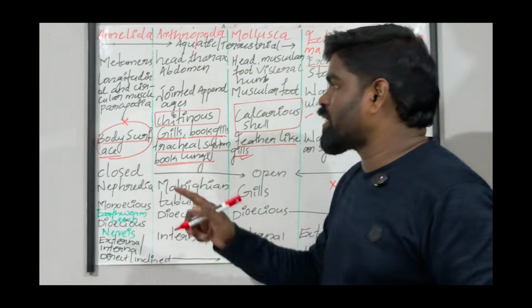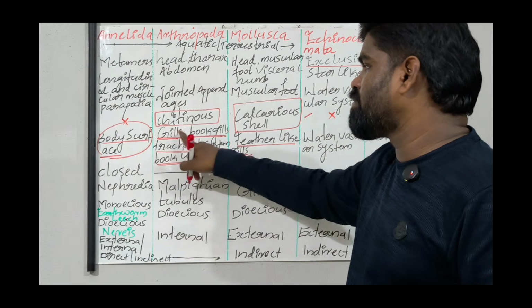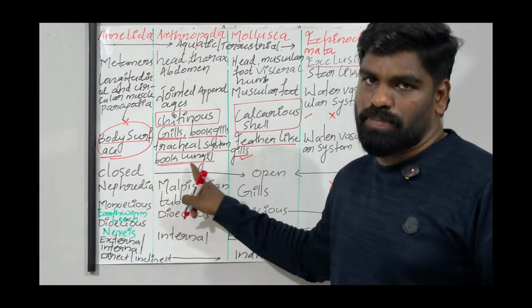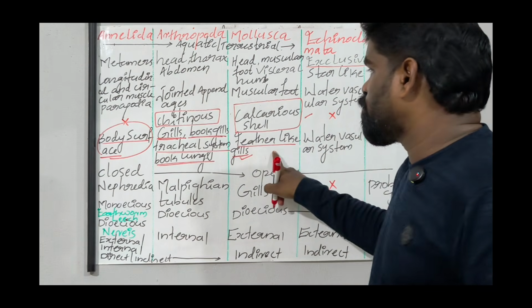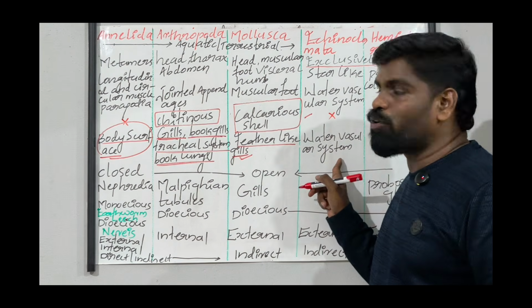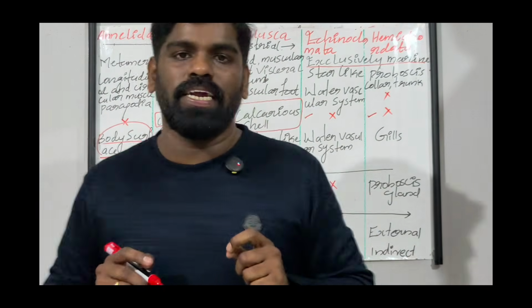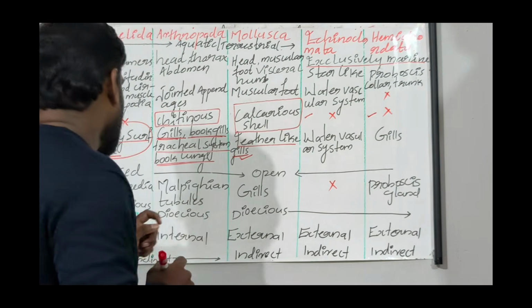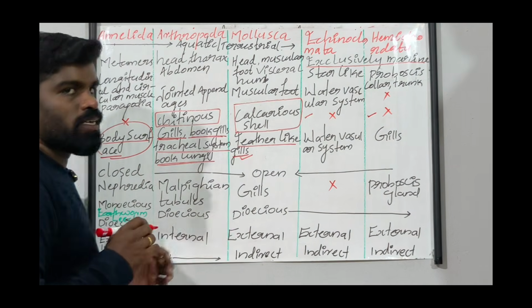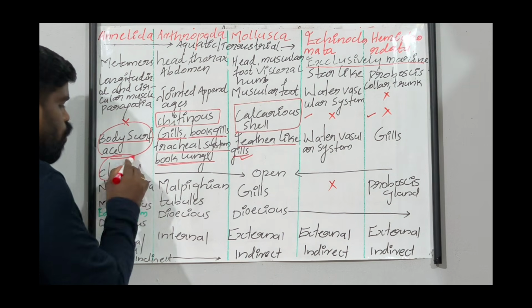So the respiratory structures in Annelida are the body surface and gills; in Arthropoda, gills, book gills, tracheal system, and book lungs. In Mollusca, feather-like gills; the water vascular system in Echinodermata; and in Hemichordata, gills as their respiratory structure.